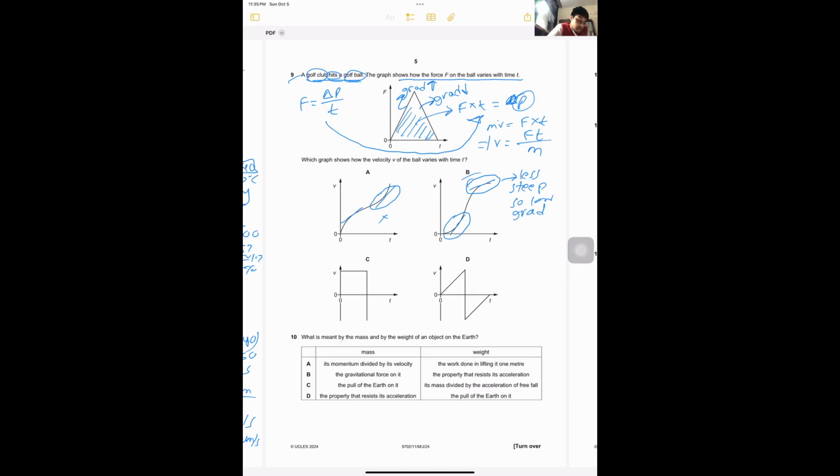This is wrong because there is no constant velocity, right? The gradient is increasing. This graph just doesn't make any sense, so that is wrong. Answer is hence B.